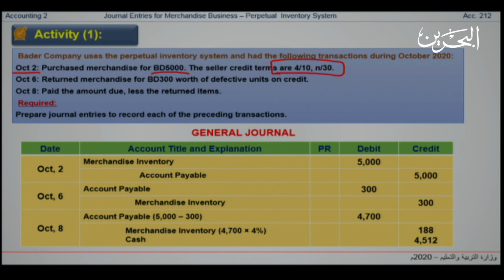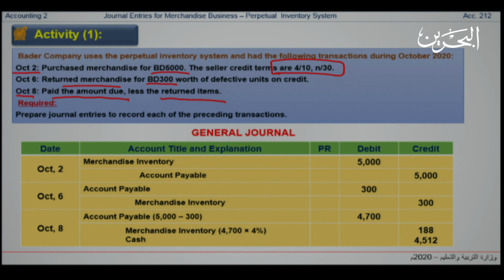On the 6th of October, there was a return of merchandise for 300 worth of defective units on credit. On the 8th of October, the company paid the amount due less the returned item. How can we write our transactions?